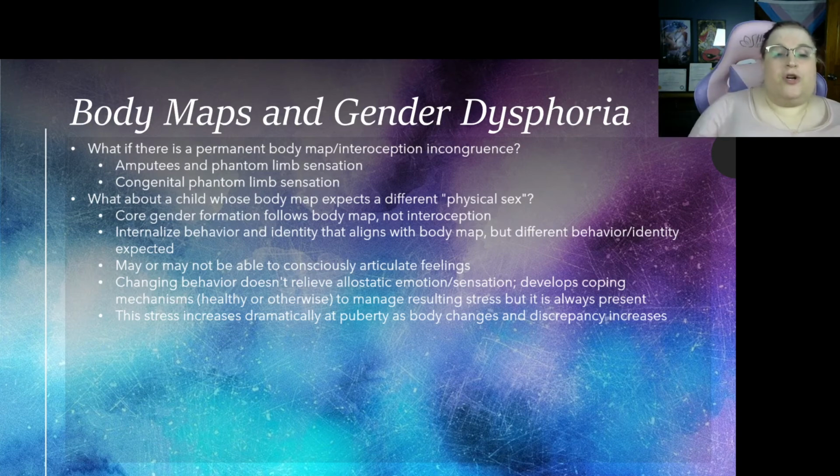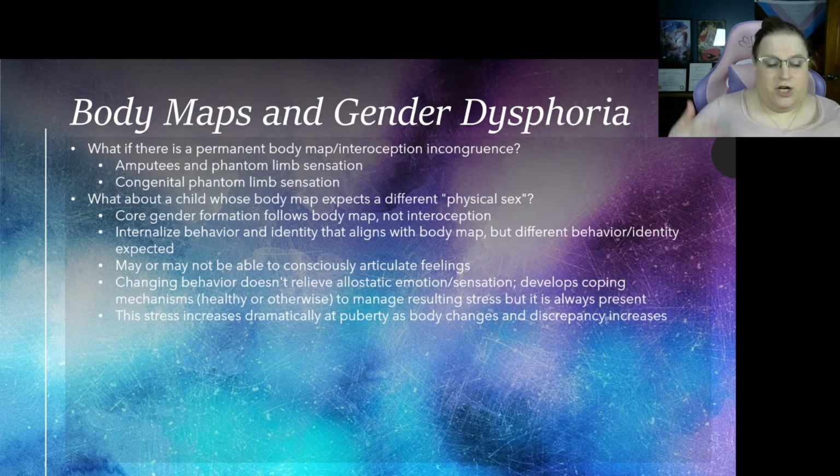So you internalize the behavior and identity that aligns with your body map. While you are doing that, however, the people around you are perceiving your assigned gender at birth and behaving toward you in ways that accord with that, and expecting behavior from you that accords with that, and this generates a conflict. You've got two competing sets of expectations, your own and those of others.